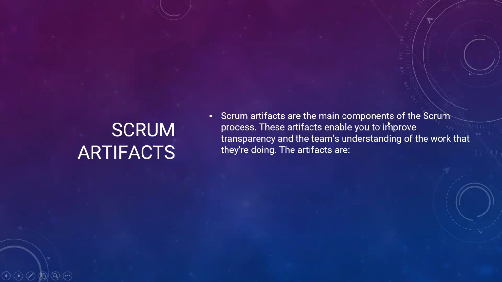So Scrum artifacts are the main components of the Scrum process. These artifacts enable you to improve transparency and the team's understanding of the work they are doing. Okay, so whatever we already discussed about the artifacts, in detail we are going to discuss what is the product backlog and what is the sprint backlog. So everything we will be discussing.